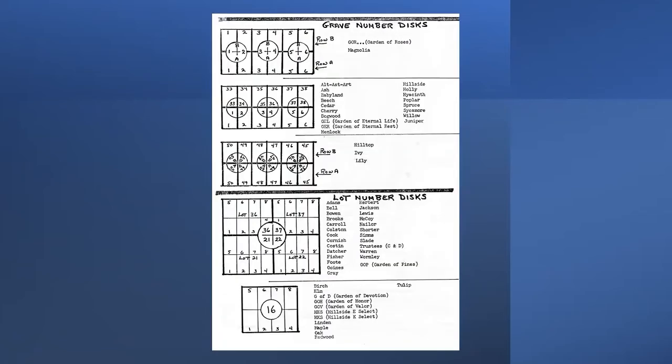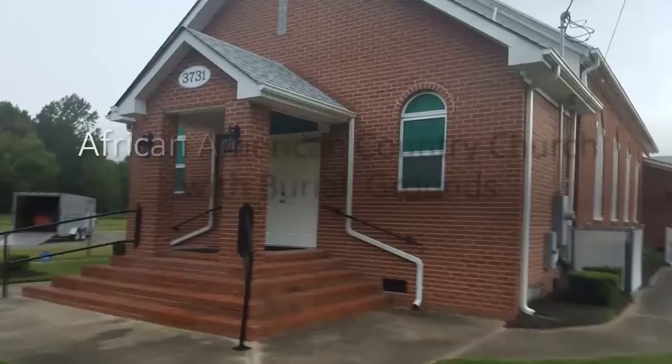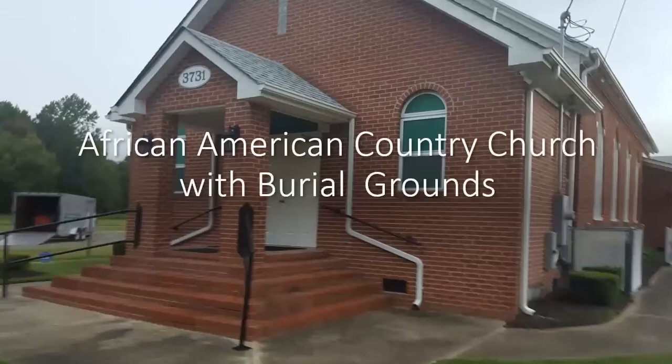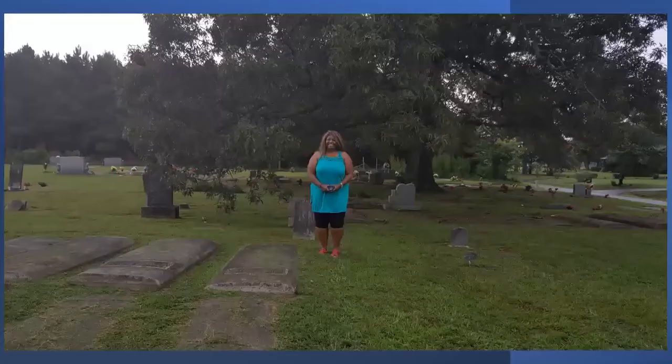And again, you have grave number discs, you have lot number discs and the like, and these can point to where people are buried. And again, there are a fair number of unmarked graves. We talk about African-American churches with burial grounds, and I'll talk about this a little bit more. Again, this is a church in Virginia that we visited, and that's my cousin from Massachusetts. And you can look at the layout. This is right beside the church itself. So this is a church graveyard, an African-American church graveyard.